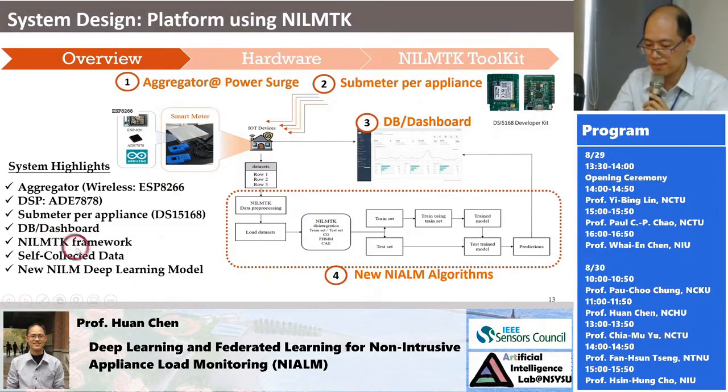We have the database and dashboard. We use the NILMTK framework to put everything together. We have collected our own data. We also developed our own deep learning model.